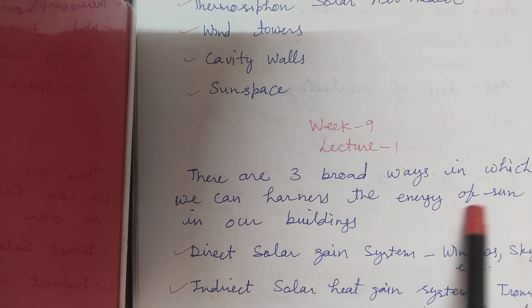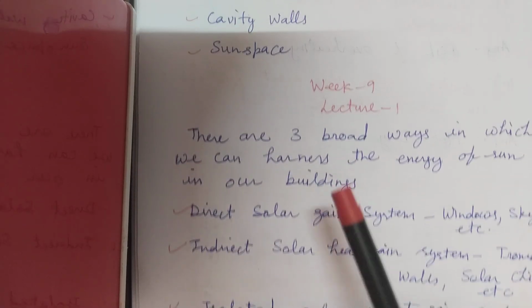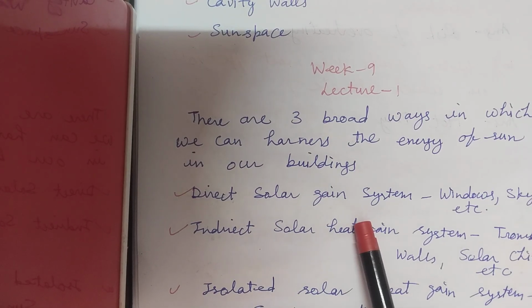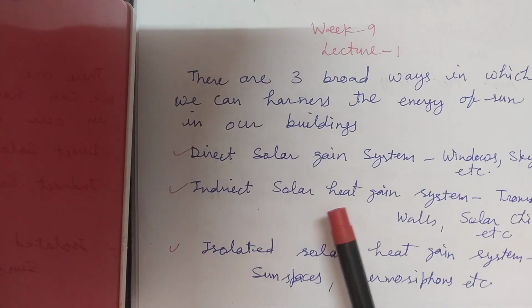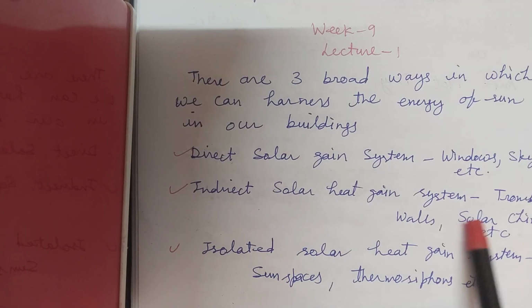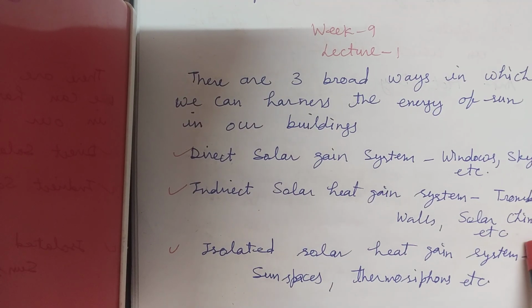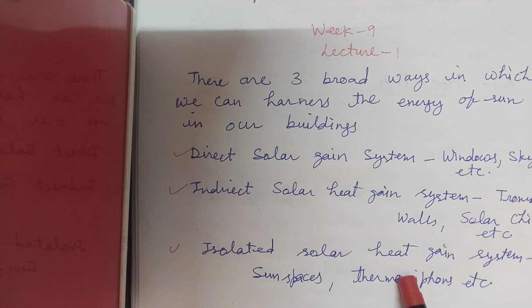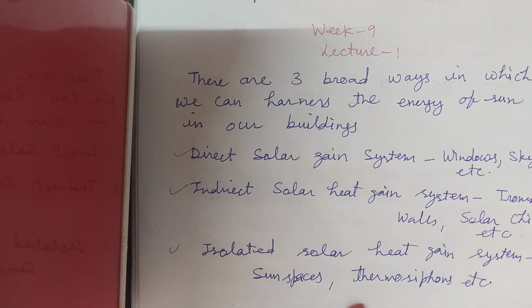There are 3 broad ways in which we can harness the energy of the sun in our buildings. Direct solar gain system: windows, skylights, etc. Indirect solar heat gain system: trombe walls, solar chimney, etc. Isolated solar heat gain system: sun spaces, thermosiphons, etc.